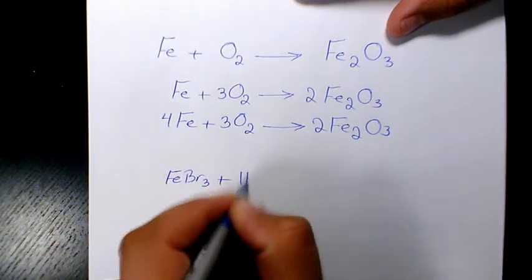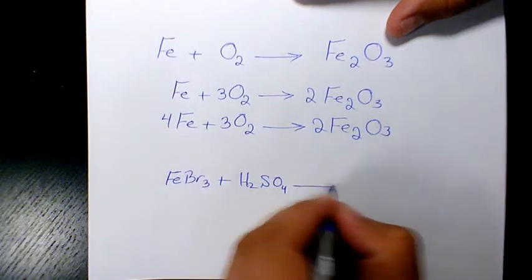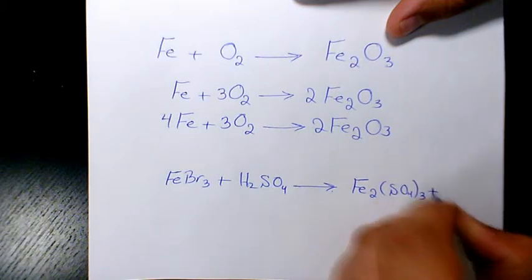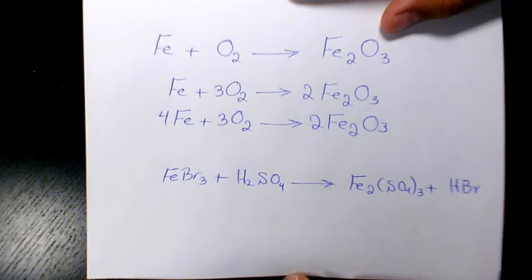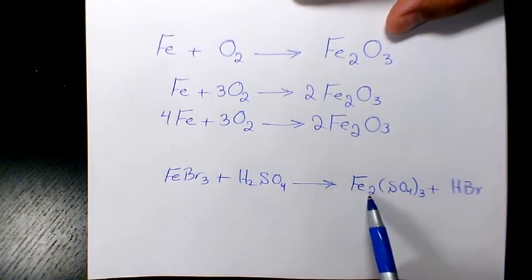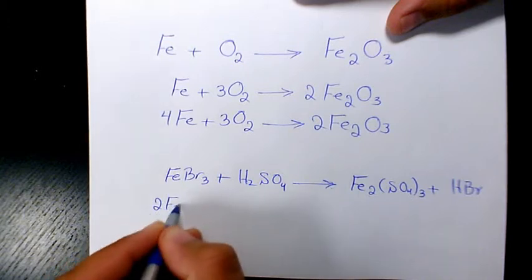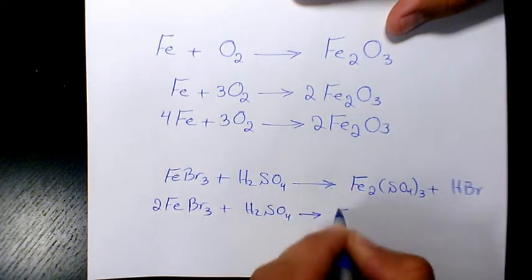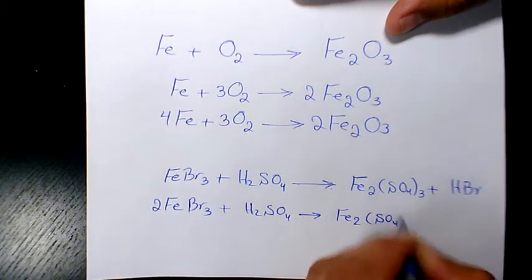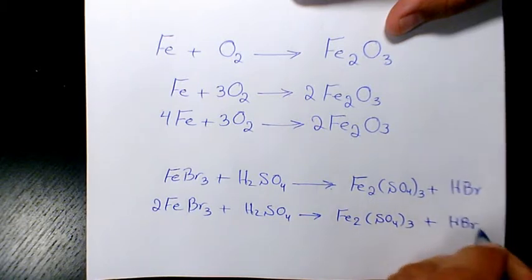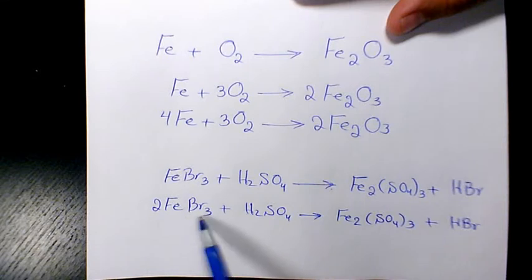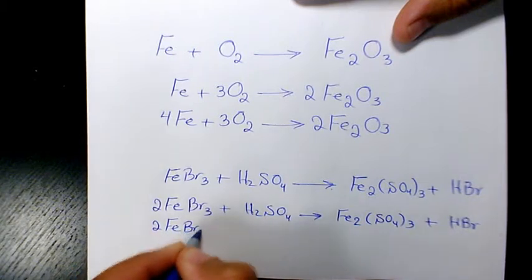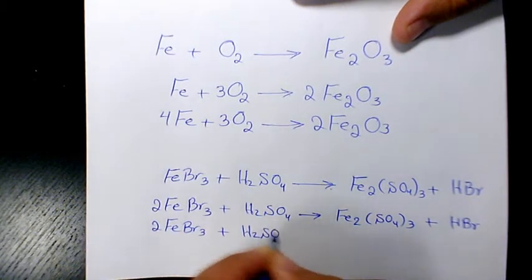Next one is FeBr3 plus H2SO4, which is sulfuric acid. That's going to give us Fe2(SO4)3 plus HBr. So we have 2 Fe here, so we need to have 2 in here. We have 6 Br atoms, so we need to have 6 Br here. So 2 FeBr3 plus H2SO4.